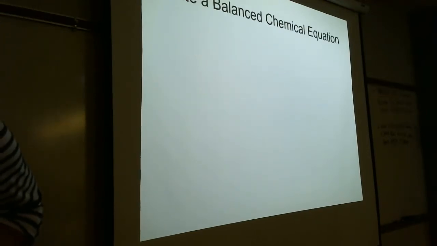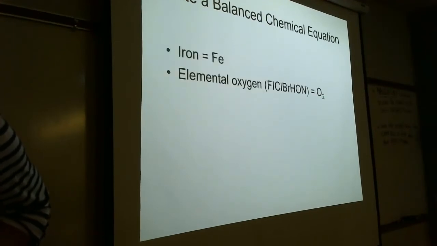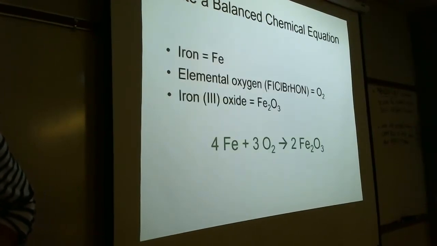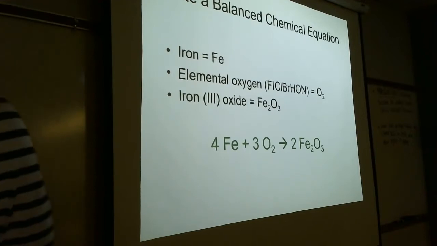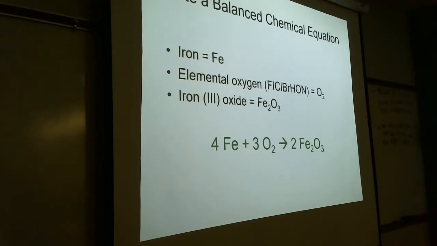Okay. First of all, we need a balanced equation. So there's my balanced equation: 4 Fe, 3 O2, 2 Fe2O3. This is just listing out all the elements that are diatomic, right? Fluorine, iodine, chlorine, bromine, hydrogen, oxygen, nitrogen. Those are all the ones that are diatomic. I'm just listing them out there. So this is synthesis slash combustion, if you do it quickly, slash redox. I'd accept any of those.